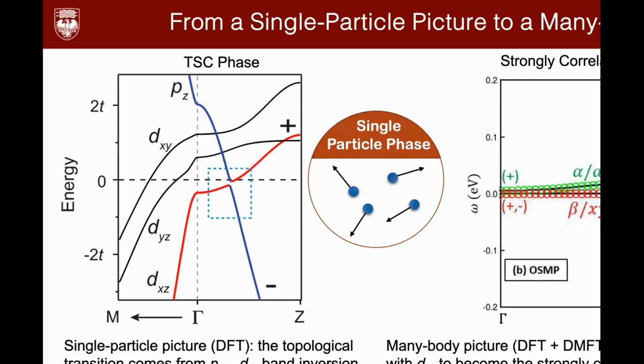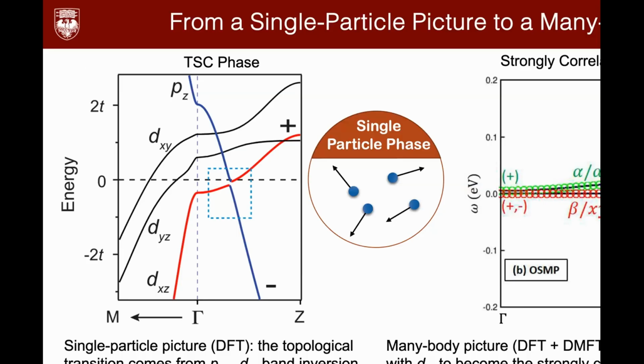So for the topological phase in iron tellurium selenium, previously people have been using the picture on the left to understand what's happening. There is a band inversion between the chalcogen-driven pz band and the dxz band. That was the previous picture, based on density functional theories. I would say it's largely a single-particle-like picture.